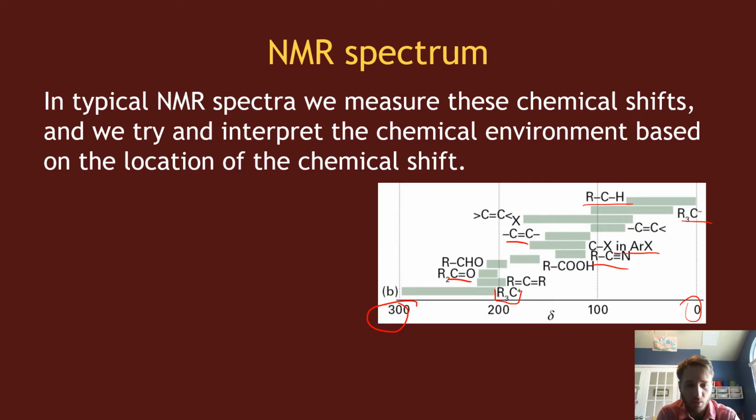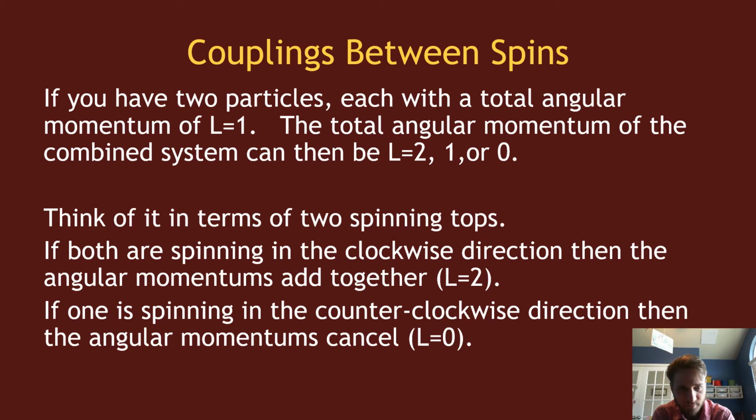We know a lot of this beforehand. We have ideas of which type of local environment will have which type of chemical shift in my molecule, and that's what we use to understand things and predict structures of molecules given an NMR spectrum.